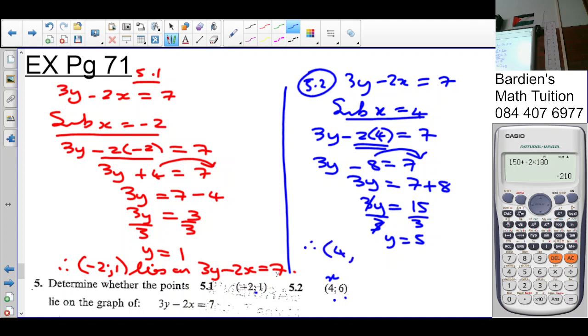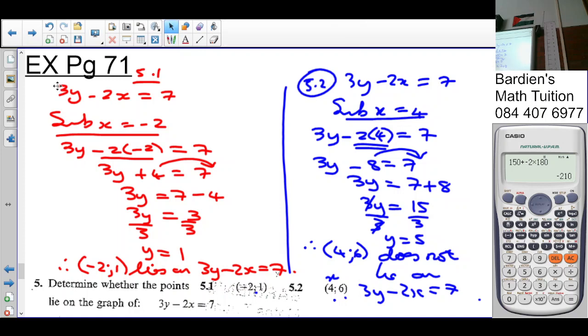Therefore, the point (4, 6) does not lie on 3y minus 2x equals 7. Will you guys understand? Any confusion here? No.